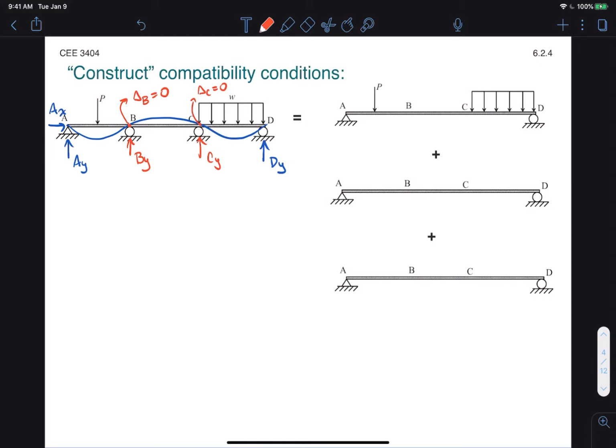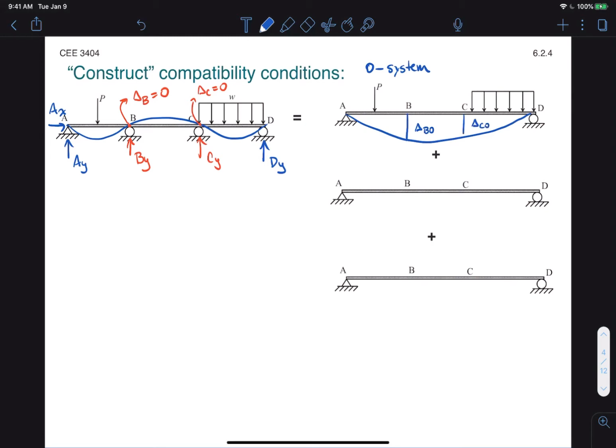Now going over to the right, again, we use superposition of different loadings of the primary structure. We always start with the 0 system, which is our primary structure loaded in the same way as our fully constrained structure. That's going to have a deflected shape that looks roughly like this. And the deflections that we're interested in this 0 system are obviously the ones that line up with the constraints that we want to enforce. So there we have delta B0, and here we have delta C0.